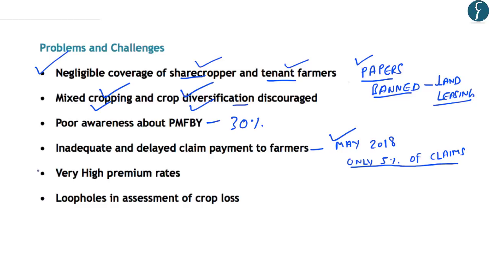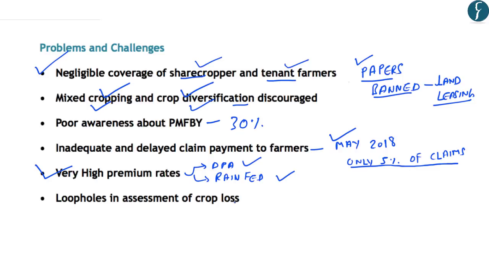Now, another important challenge or problem in the implementation of Pradhan Mantri Fasal Bima Yojana is very high premium rates. And these high premium rates are mainly prevalent in the drought prone areas or the rain fed areas. This is because the risk of crop loss due to natural calamities is more in the drought prone areas and the rain fed areas. And according to some activists, the premiums have gone as high as 40% in the state of Madhya Pradesh, and they have gone up to 80% in the case of Rajasthan.